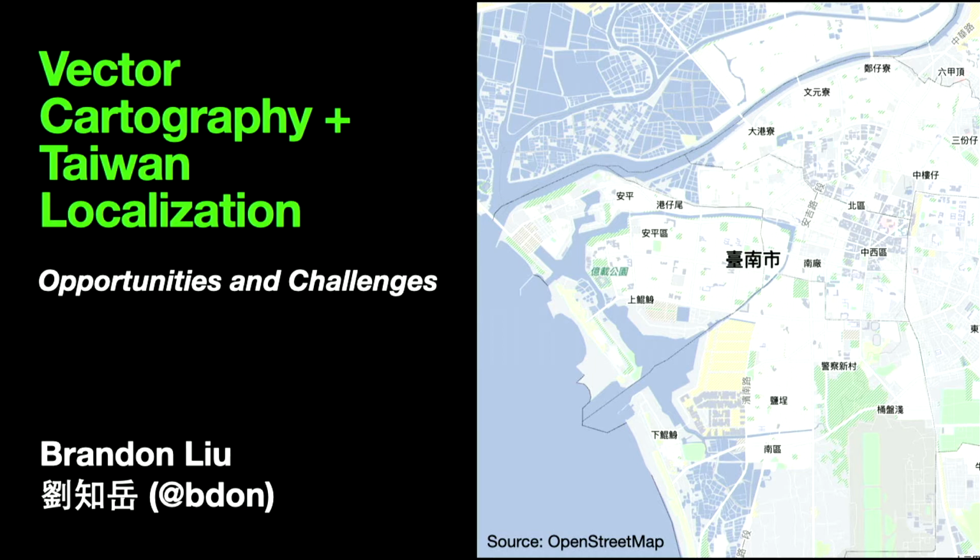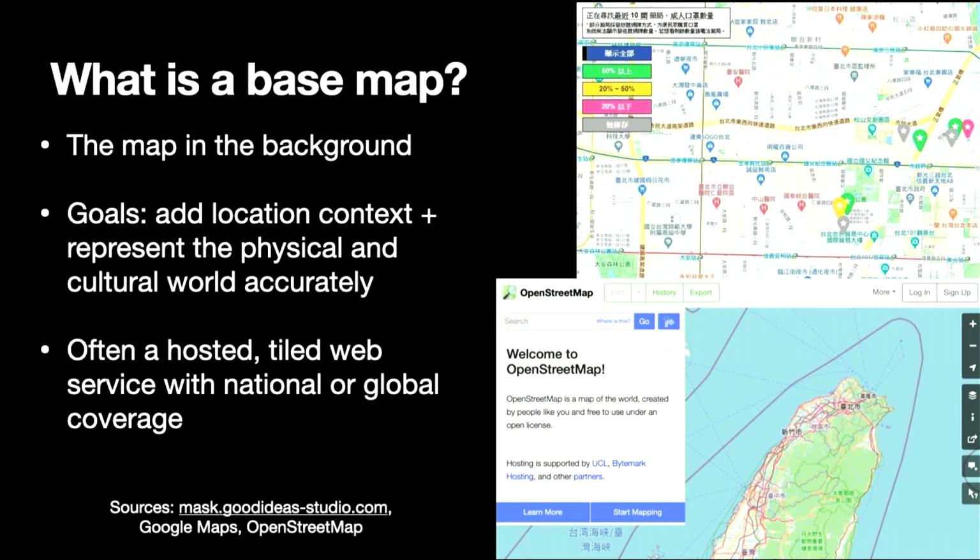So what is a base map? I'm just going to try to clarify. It's usually the map in the background of an application. So if anyone has seen the mask map or just OpenStreetMap, it's a map that's usually behind the data that you're showing. And its goals are usually to add some location context and also to represent the physical and cultural world accurately. And it's quite often a hosted tiled web service that has national or even global coverage.